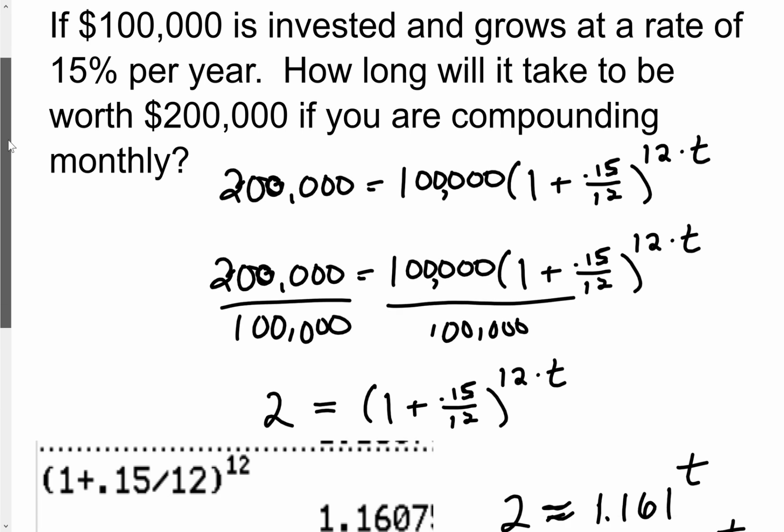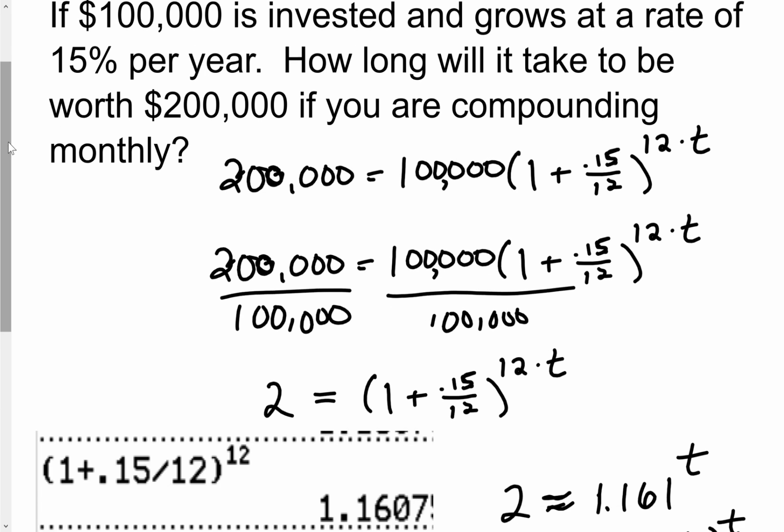So I set up the equation. We want to know when this periodic compounding is going to be equal to 200,000. So we started at 100,000, going to be equal to 200,000. We got our 15% as a decimal. We're dividing by 12 because we're compounding monthly, and we're multiplying by 12 for the same reason. These are n's. So first thing we want to do is solve for t.